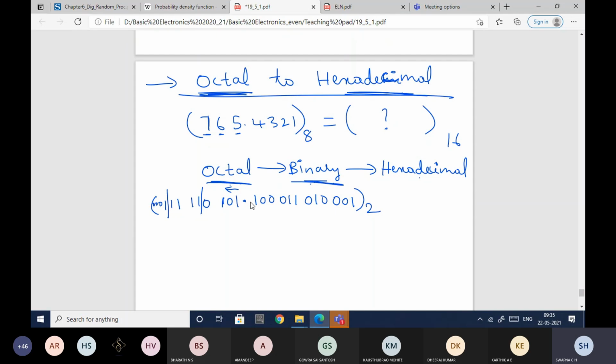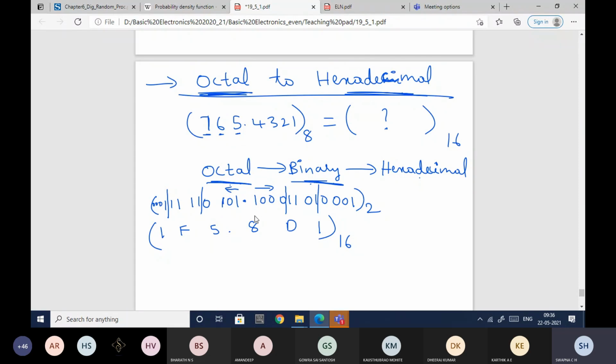Next, after the decimal point I need to go from left to right: 1 2 3 4, next 1 2 3 4, 1 2 3 4. Okay, fine. I have enough numbers here. So 0001 is nothing but 1. 1111 is F. 0101 is 5. 1000 is 8. 1101: 8 plus 4 is 12, 12 plus 1 is 13. 13 is D. 0001 is 1. Base 16.